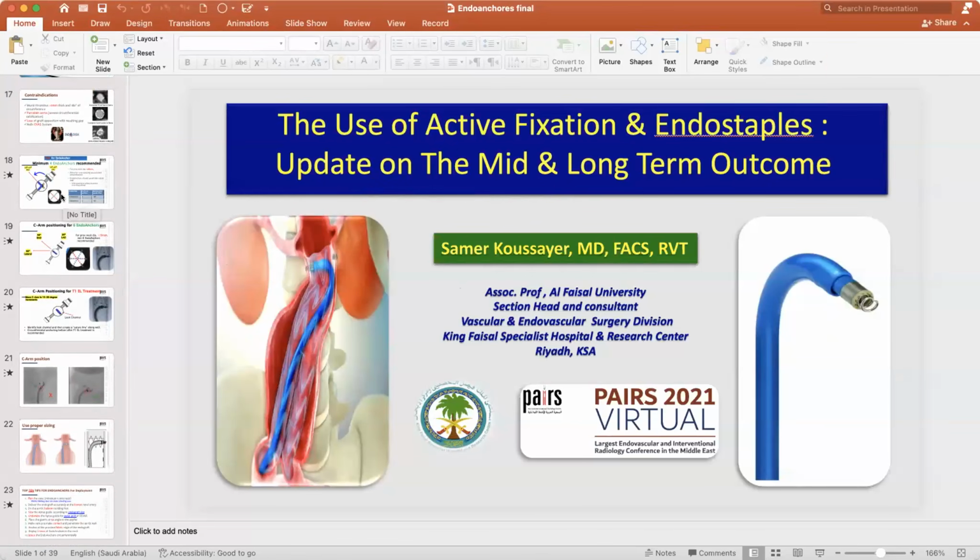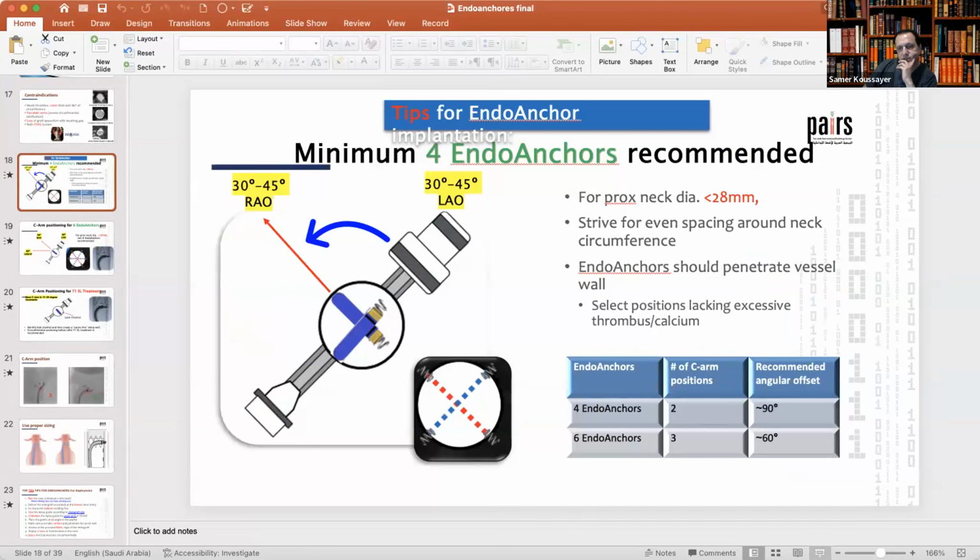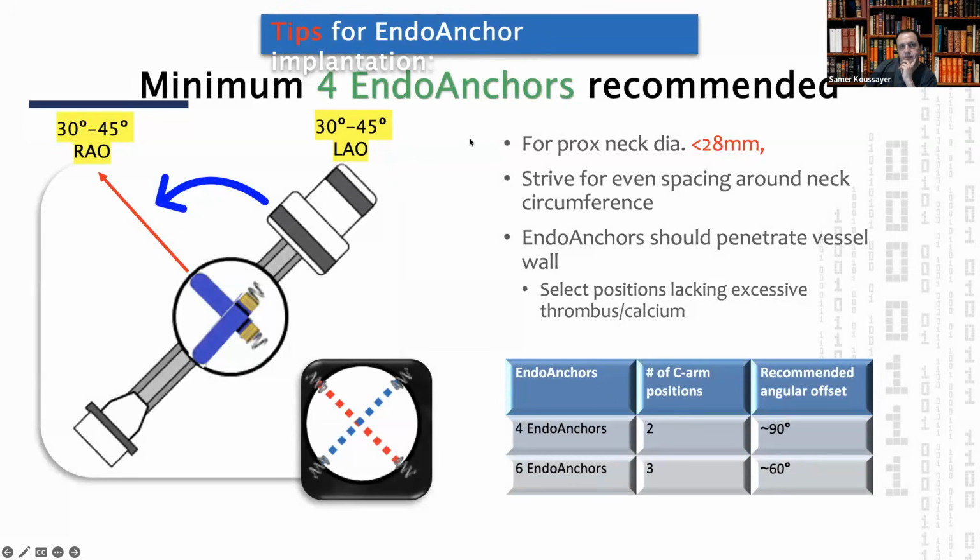Okay. First question, how do you do that? This shows you how you have to do it. First, if your neck is less than 28, you need at least 4 endo anchors. This answers your question. The device comes with a 10. You can put more, no problem. The more you put is better. But the minimum should be 4.